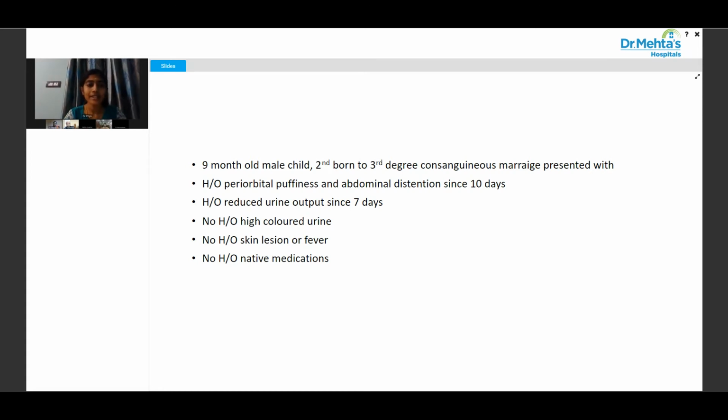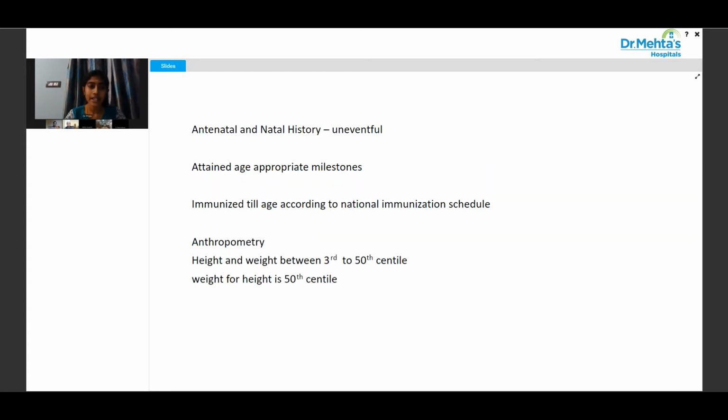So this case is about a 9-month-old male child who is second born to a third-degree consanguineous marriage, who presented to us with history of periorbital puffiness and abdominal distension since 10 days, and decreased urine output for 7 days. There was no history of high-colored urine, fever, skin lesions, or any native medications. His antenatal and natal history was uneventful. He attained age-appropriate milestones and was immunized till age. Anthropometry, height, and weight were between the 3rd and 50th percentile.